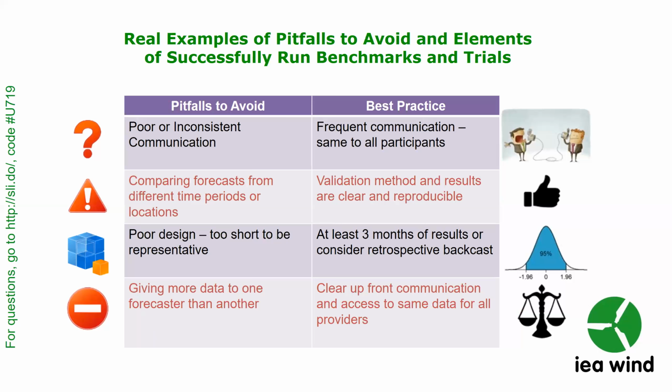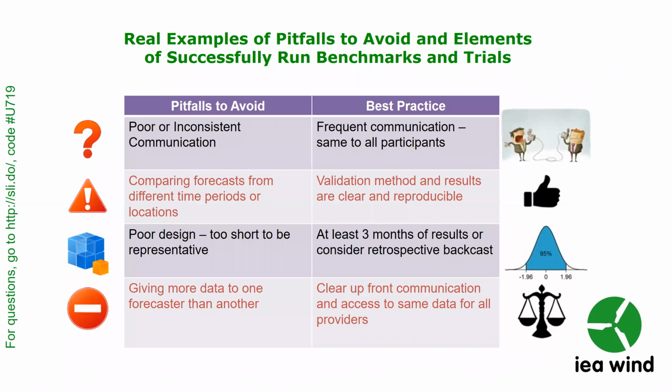Another pitfall to avoid is poor design. As I mentioned previously, if you have too short of a trial, like 1 month during the summer, that's not going to be representative of what you're going to get over the year. So one of the best practices is at least 3 months, and you hope that would span a period where there's a lot of wind. But we also, in the document, will detail that if you need to do a retrospective backcast, that can be done. There are advantages and disadvantages of doing that. But if you only have a month or two to carry out a trial and it's during the summer and you only need day-ahead forecasts, it might make more sense to do something retrospectively.